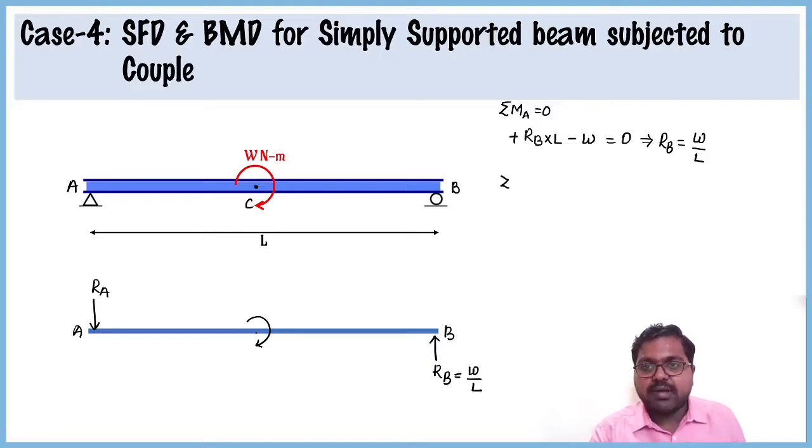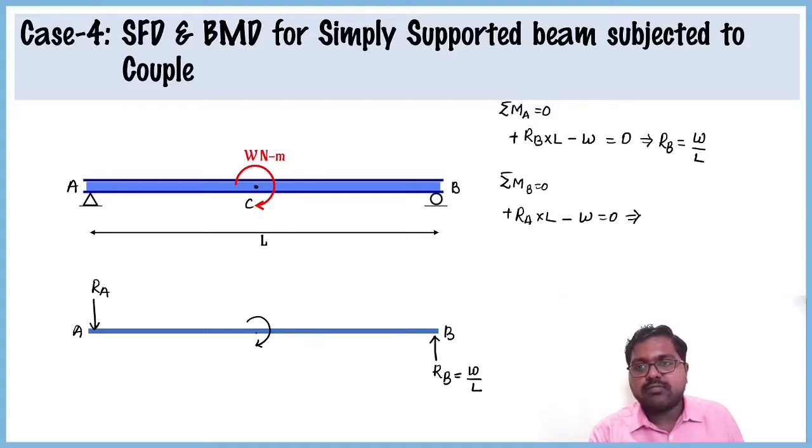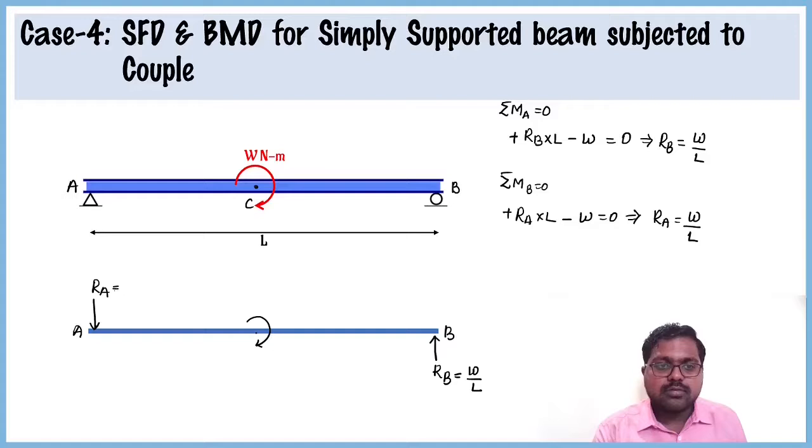At the same time, if we calculate summation of the moments at B equal to 0, we'll have RA into L. It is creating clockwise, so it is positive, and minus W equal to 0, which is equal to RA as W by L. So these two are the reactions at supports due to this moment or couple.